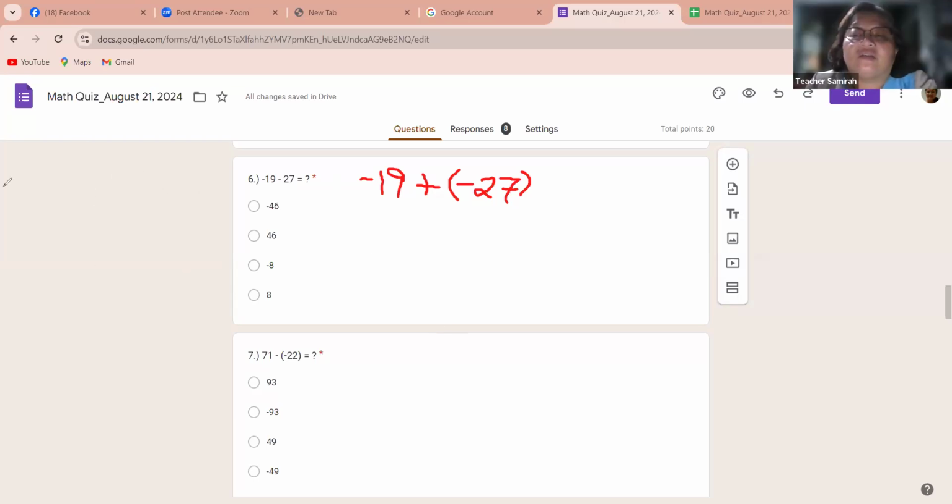Do the integers have the same sign now? Yes or no? Do they have the same sign now? This one, negative 19 and negative 27. Do they have the same sign? What do you think? Yes or no? Anyone would like to answer?